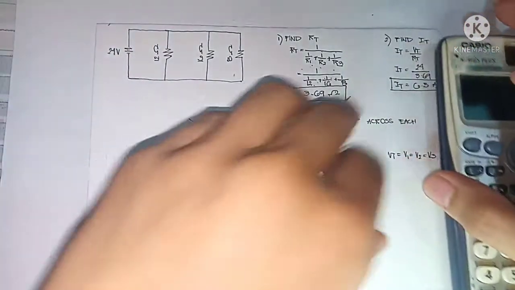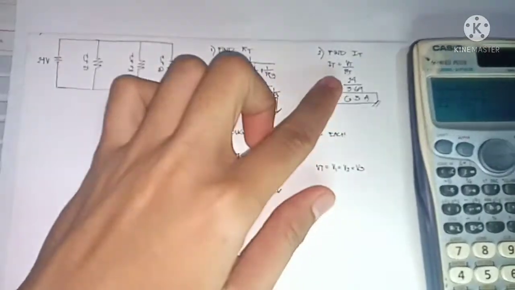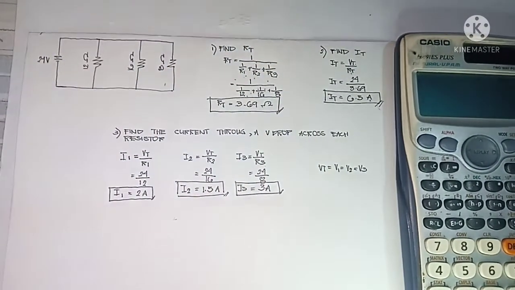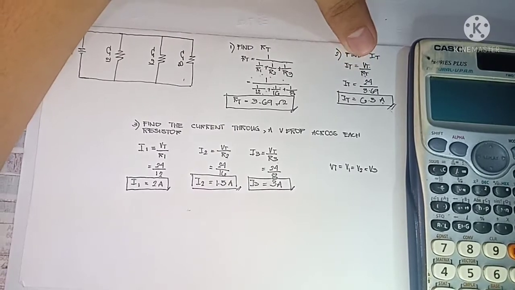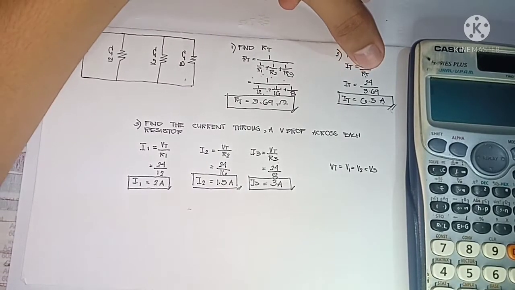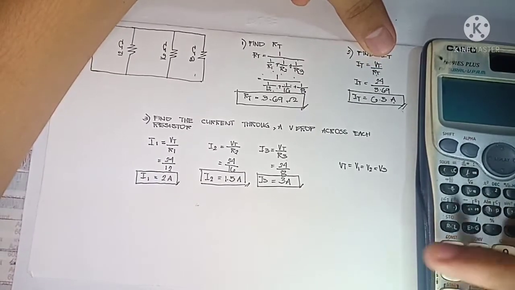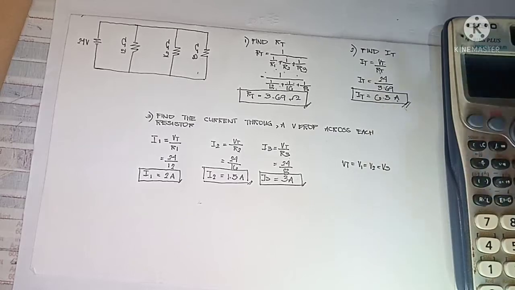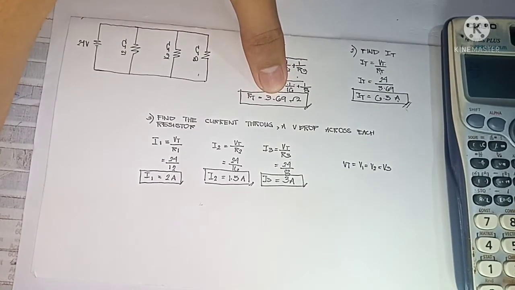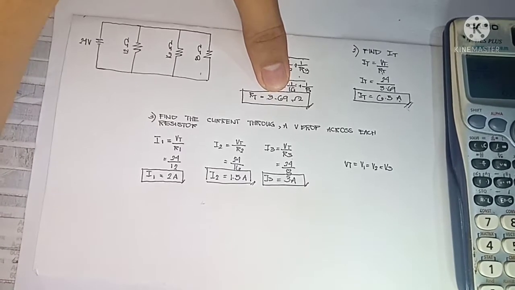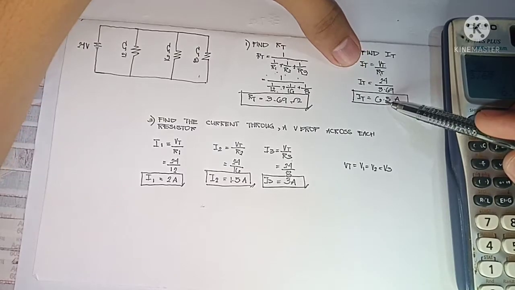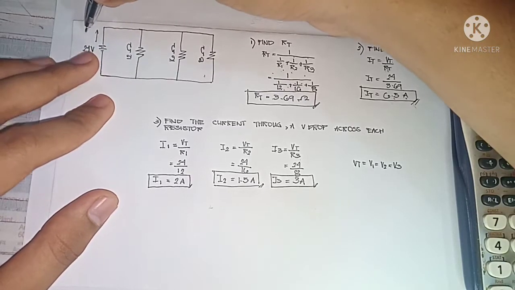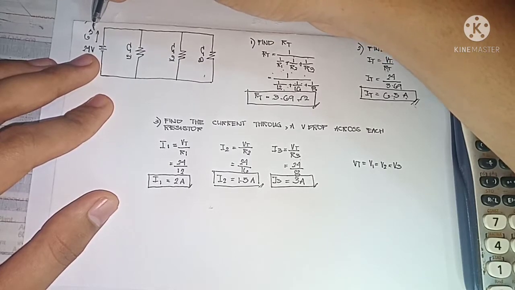Now let's go to problem number 2. Find the current total. To get the current total in a parallel circuit, you must use this formula: current total is equal to voltage total over resistance total. So, voltage total is 24 volts over the total resistance, which is 3.69, equals, now you get the current total of 6.5 amperes.